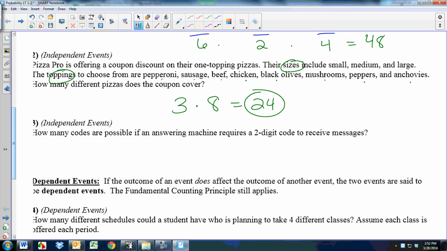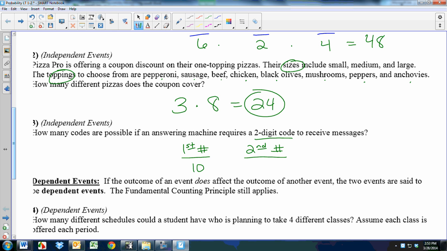And last, the one that most people struggle with, number 3, how many codes are possible if an answer machine requires a 2-digit code? 2-digit code. All right, digits are numbers. So you have a choice. What's the first number? And then you have a choice. What's the second number? Well, you can choose the numbers 0, 1, 2, 3, 4, 5, 6, 7, 8, 9. And then that's 10 choices.